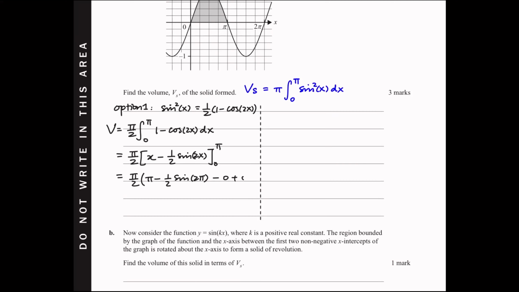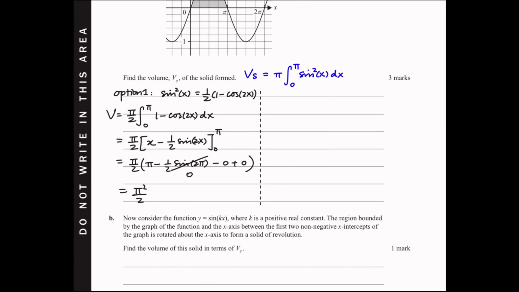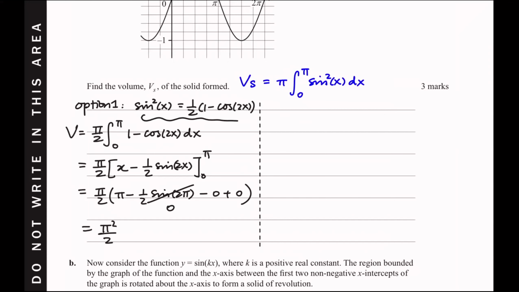Subtracting a 0, plus a 0, well, sine 0 is 0. And this term is 0 as well. So you get pi squared divided by 2. That is one option. Another option is still based on this formula.